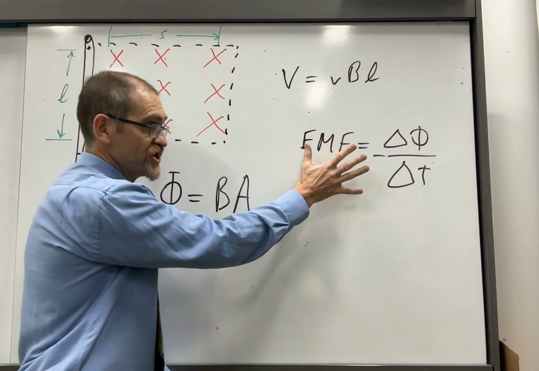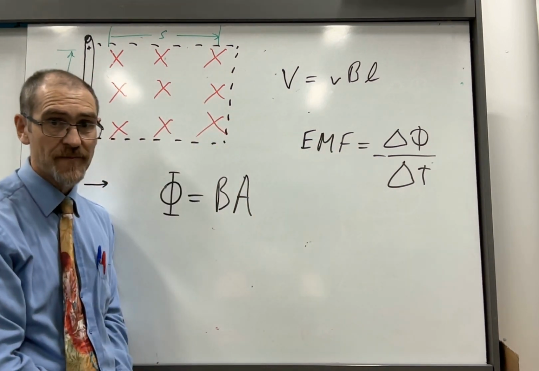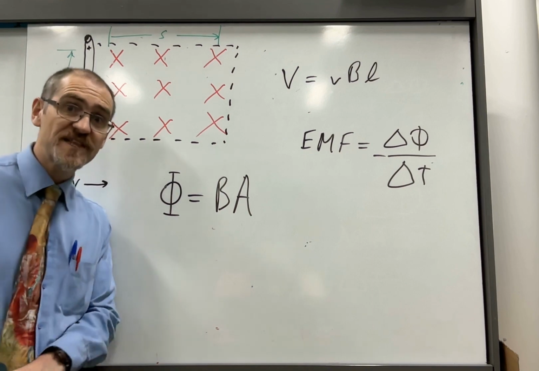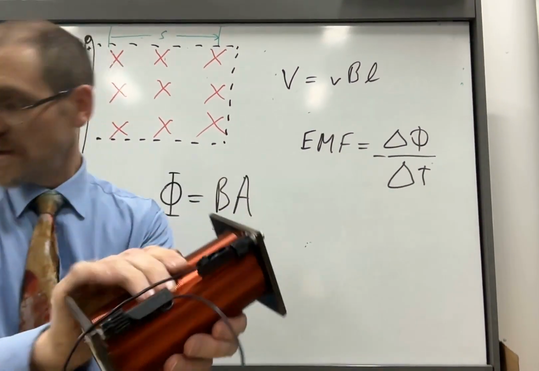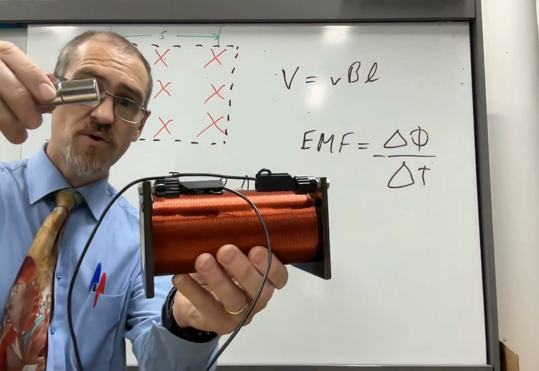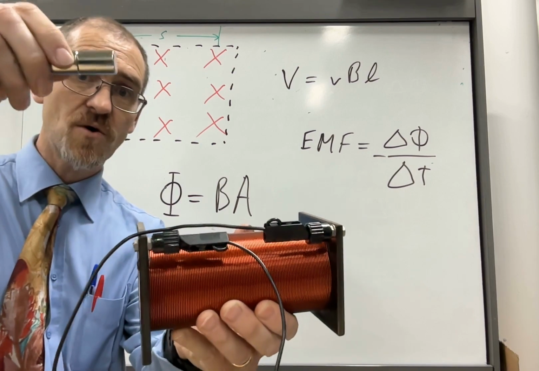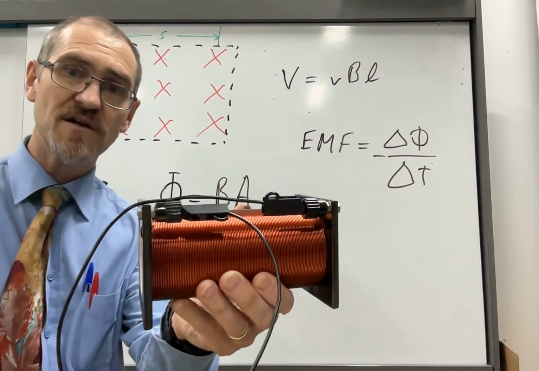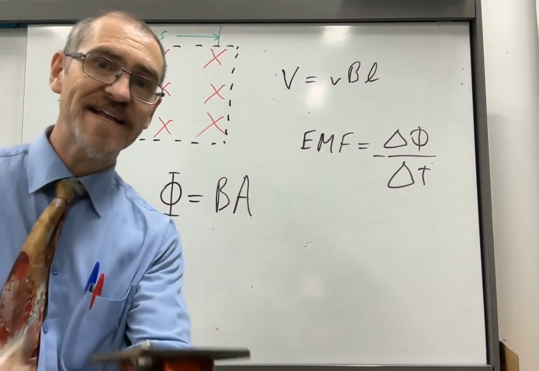Now this equation works for the wire moving across the field. It also works for the changing flux experienced by our coil when we move a magnet past the coil. There is no flux in the coil, there is flux in the coil, there is no flux in the coil. There is a change in the flux through the coil, and that takes time.